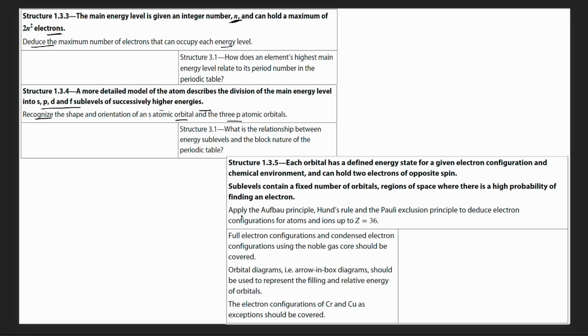And you need to know how to apply the Aufbau principle, Hund's rule, and Pauli exclusion principle to deduce electron configurations for atoms and ions up to Z equals 36. Full electron configuration and condensed electron configuration using the noble gas core should be covered as well. We also cover orbital diagrams and the electron configuration of chromium and copper.